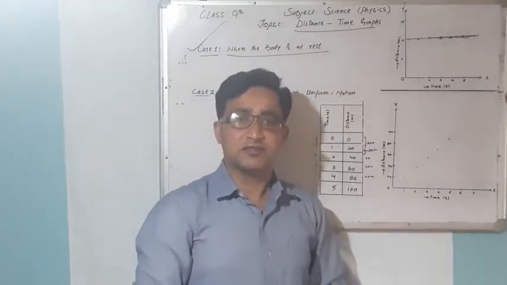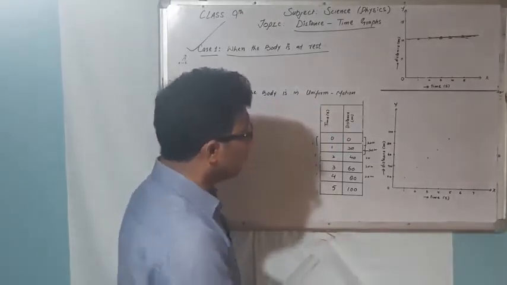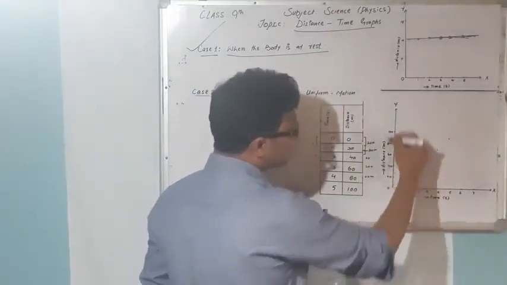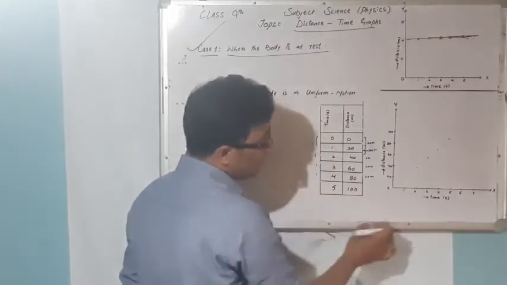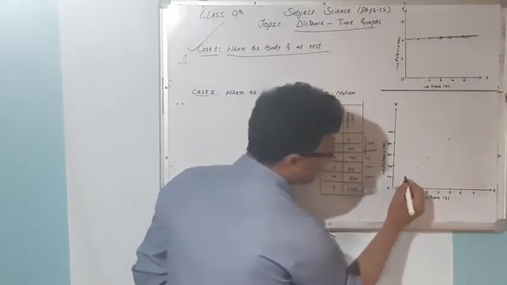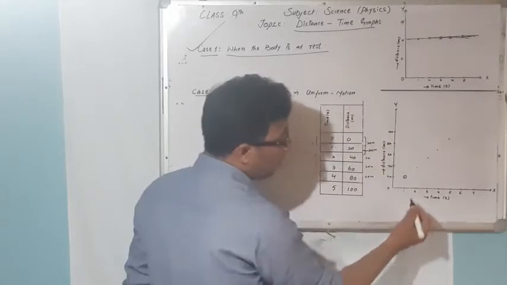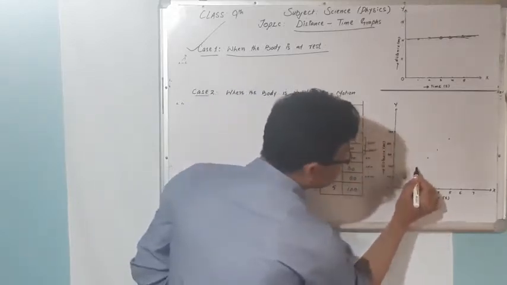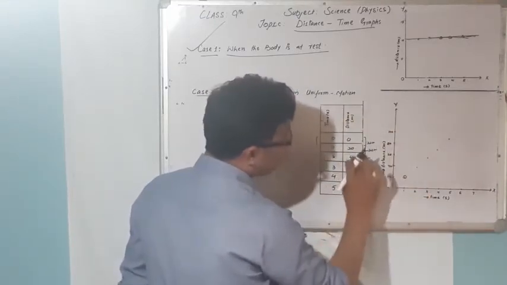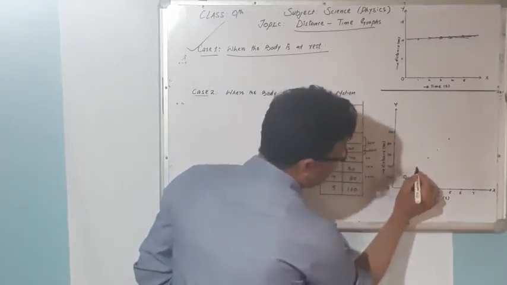Let us see the graph in this case. Here we will take the time along the x-axis and the distance in meters along the y-axis. Suppose a body is covering 20 meters after 1 second. Its position will be here. And after 2 seconds, it will be here. That means after 2 seconds it is covering 40 meters. So the position of the body will be here.